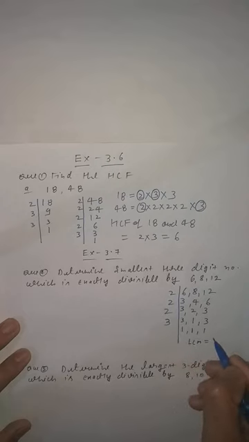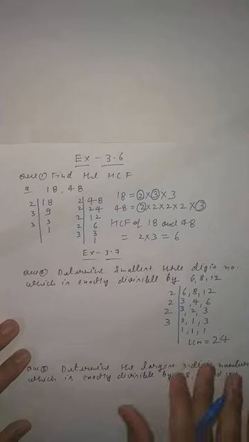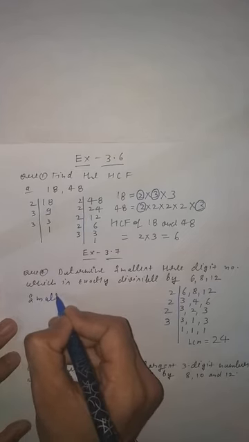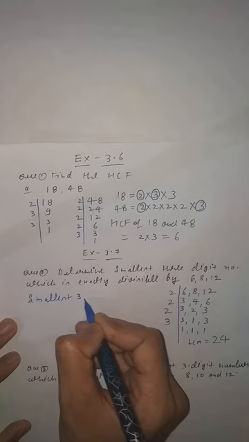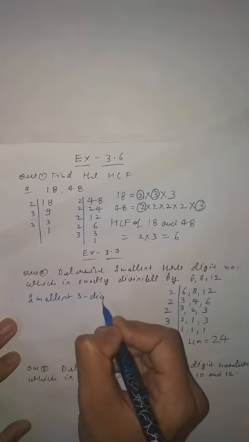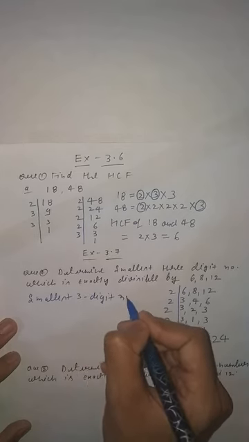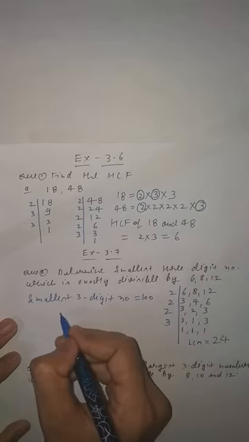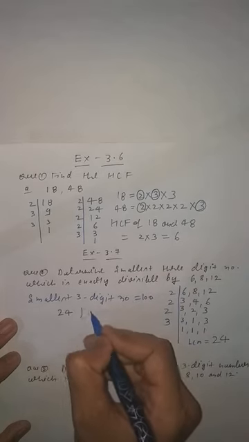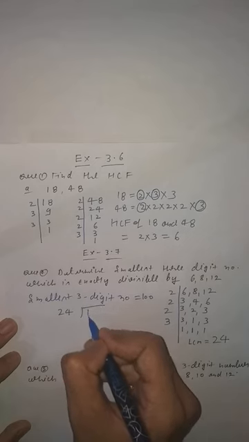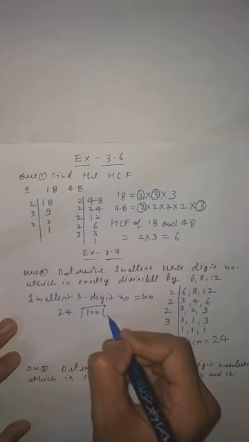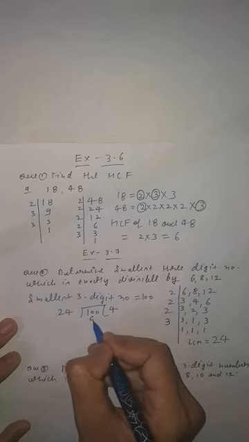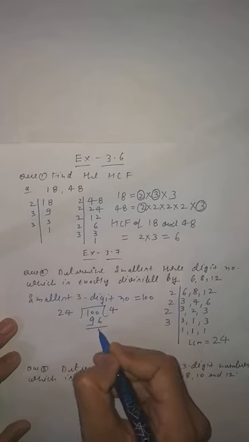So LCM is 24. Now you know that the smallest 3-digit number equals what, students? 100. You know that. Clear? Now next you will divide by the LCM. So this will go 4 times. You can check: 24 4s are 96. This will come 4.